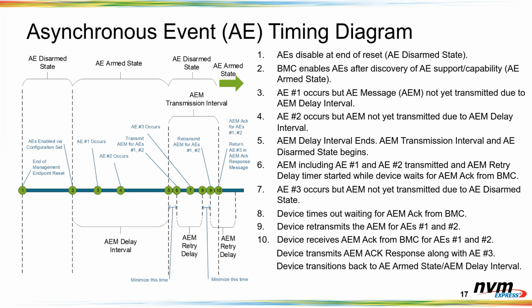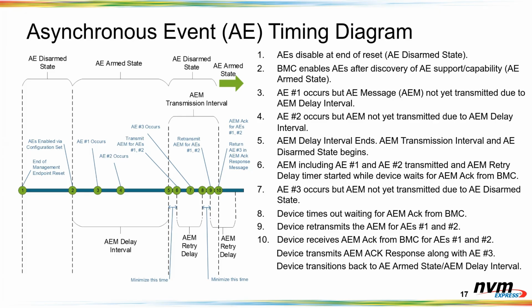At step 5, the AEM delay interval ends, and the device enters the AEM transmission interval, and it also enters the AE disarm state. At step 6, the device transmits the AEM containing asynchronous events number 1 and 2, and it starts an AEM retry delay timer. This AEM retry delay is also adjustable by the BMC, and it's the amount of time the device waits to get an acknowledgement from the BMC that the BMC received the asynchronous event message before the device will try to retry transmission of the asynchronous event message.